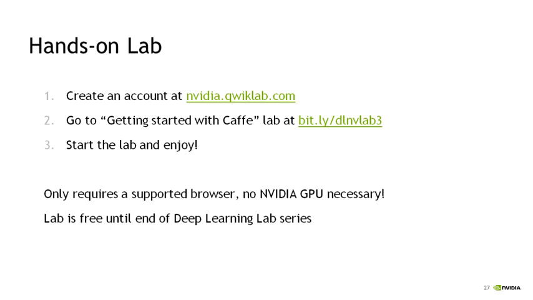To use the hands-on lab, go to nvidia.quicklab.com, create an account, go to the Getting Started with Caffe lab at the URL I mentioned before, and start the lab. This lab will be running in the cloud, but it will provide you NVIDIA GPU acceleration, so you can train a moderate-sized network on real images in a couple of minutes while you do the lab, and it's free until the end of this deep learning course.